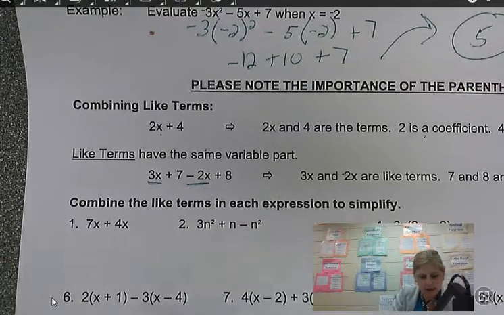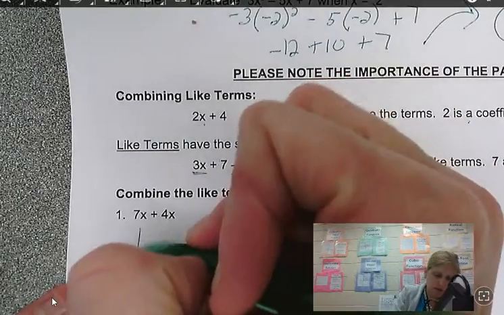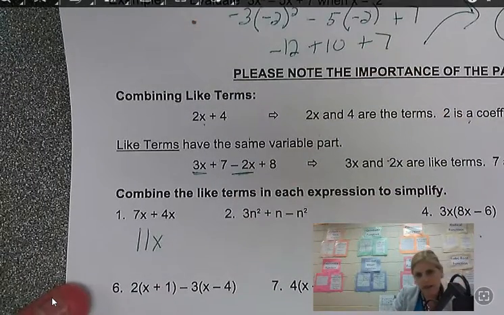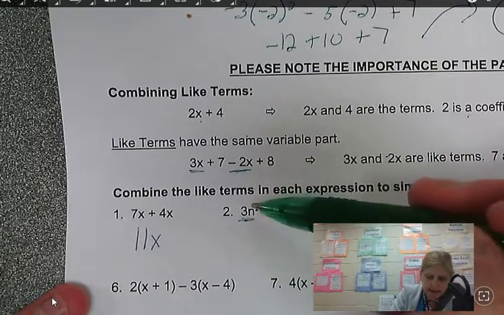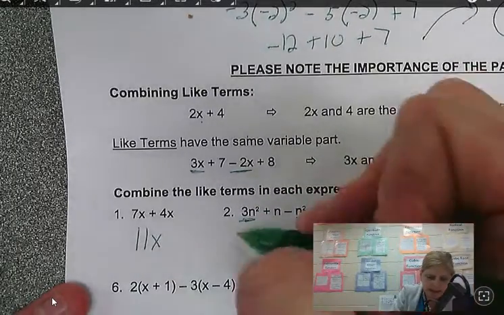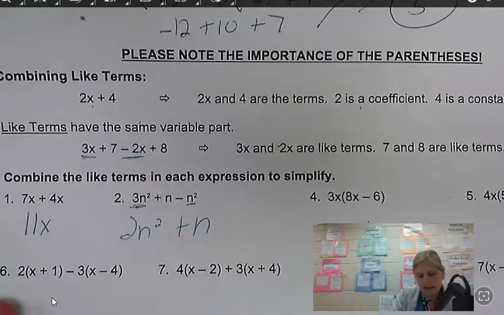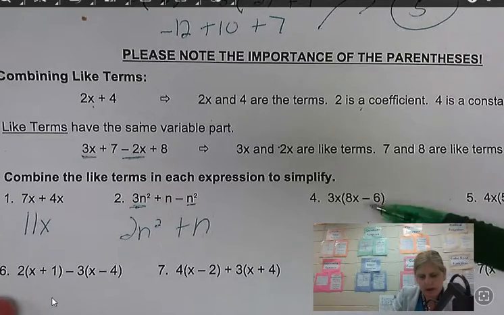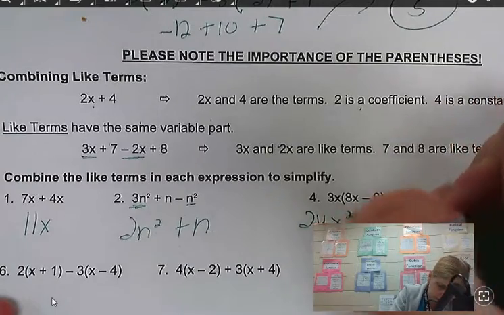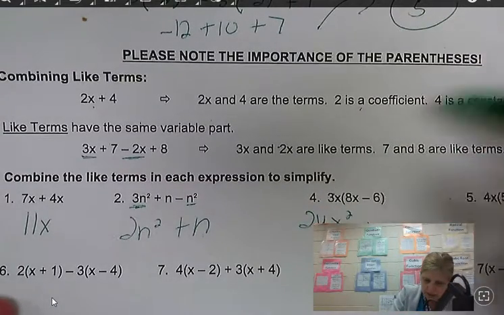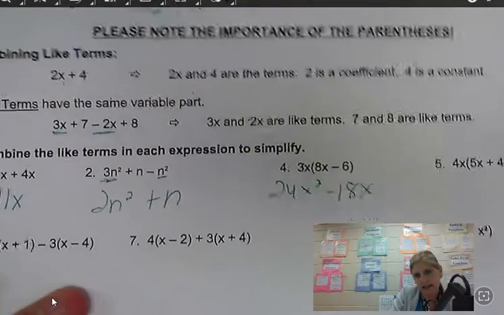So I have here my 3x and my negative 2x are going to be like terms, and my 7 and 8 are like terms. So if I do this, I go ahead and combine 7x plus 4x, and we get 11x. Here, my like terms, I would combine my n squared. 3n squared minus n squared is 2n squared, and the n is going to be by itself. Here, number 4, I would go ahead, 3x times 8x is 24x squared. 3x times negative 6 is negative 18x. And I'm done with that.